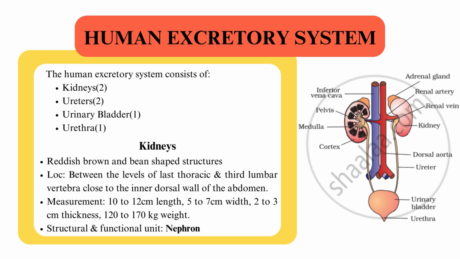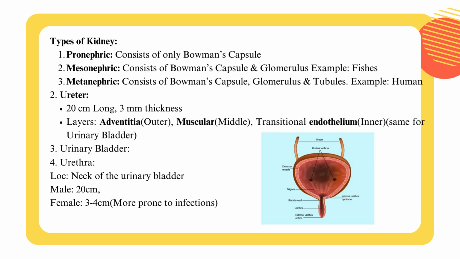Measurement of the kidney is 10 to 12 centimeters length, 5 to 7 centimeters width, 2 to 3 centimeters thickness, 120 to 170 grams weight. Structural and functional unit of the kidney is nephron. The picture shows the pair of kidney from which the ureter arises and leads to urinary bladder and excrete through urethra. There are three types of kidney.